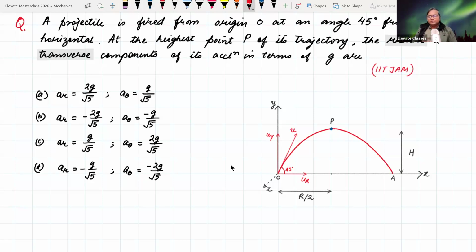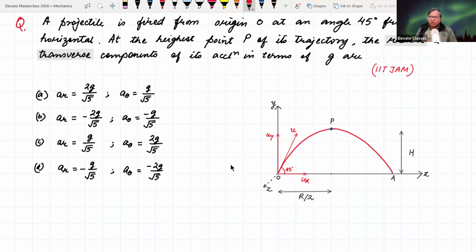So they are asking you a very simple question. If the particle is at the highest point, what is the radial and the transverse component of acceleration? So they're not asking you acceleration in x-axis or y-axis. They're asking you the acceleration in radial direction and transverse direction.